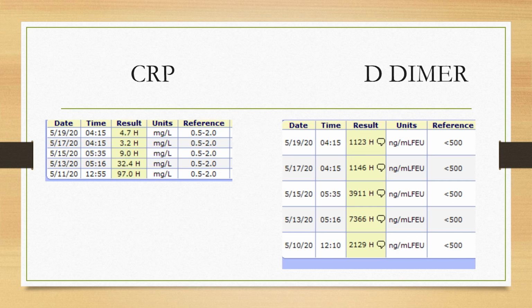So by May 16th, May 19th, he was back on 3 liters of oxygen. So that means within, again, same thing happened within about 7 to 8 days, he started improving on the treatment. The CRP levels also went down rapidly here from 97 to 4.7 in about 7 to 8 days. And the D-dimer here you see from 2,100 went down to 1,100 in the same duration.